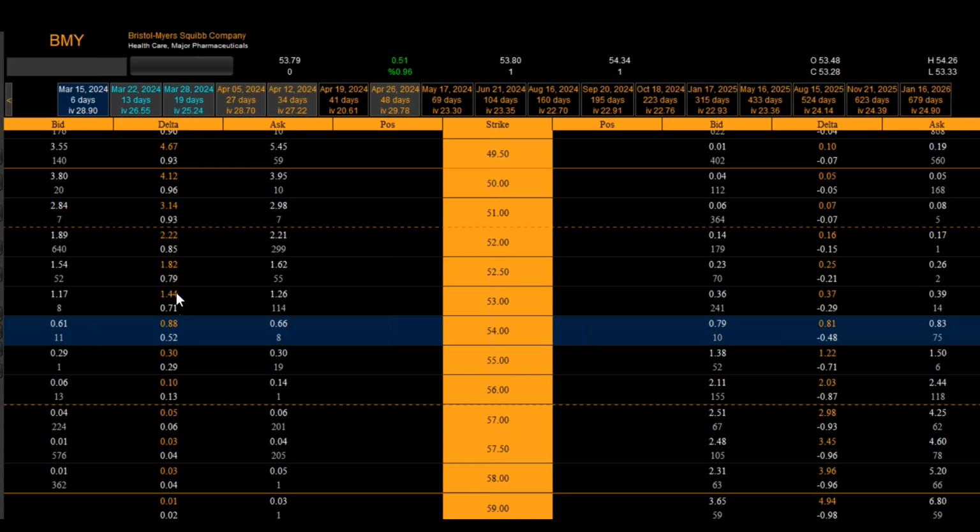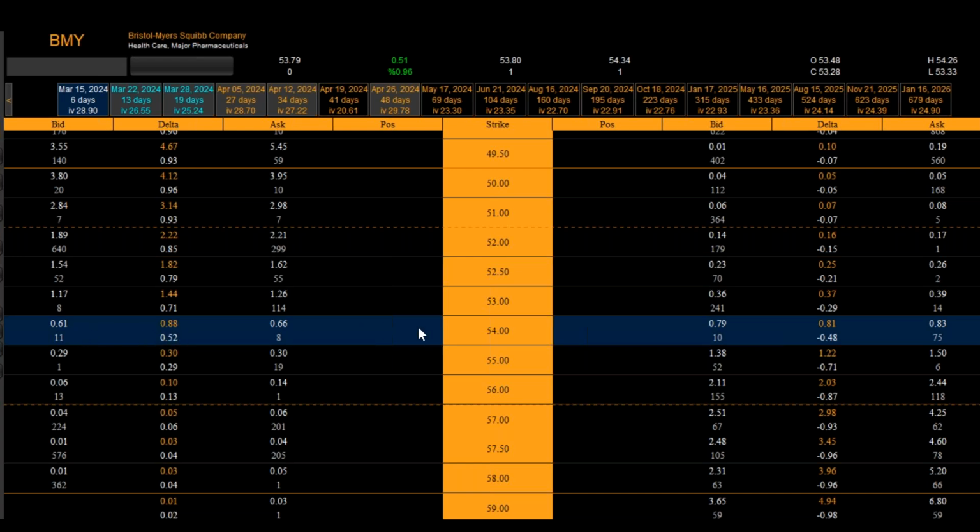Now, the other thing that I've got on here is called delta. See, this says delta of 52. We're going to talk about what the delta is, but the delta tells you how much that option is going to move relative to how much the stock moves. So if you've got a delta of 52, that means if the stock moves up by $1, your option is going to go up by 52 cents. So it's basically 1/2.